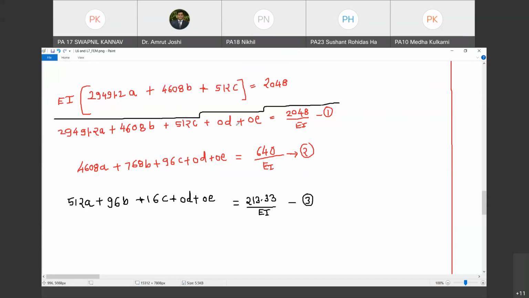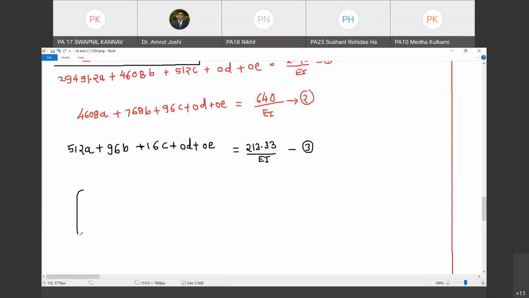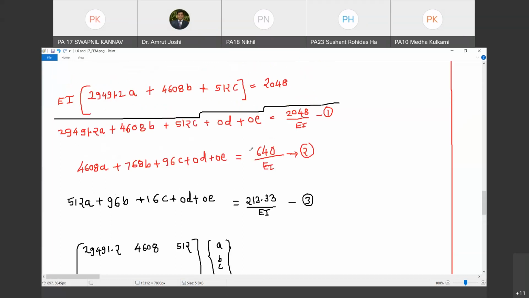Though we have 5 unknowns here, the first 3 equations do not involve D and E. So these equations can be solved directly. तो कैसे solve करना है? So matrix form में लिखते हैं. Only 3 unknowns I am going to consider. 29491.2. Then you have 4608. And then you have 512. Consider only 3 unknowns, A, B, C. Forget about D and E because all the 3 equations, they do not involve D and E. So therefore it is as good as not writing them.